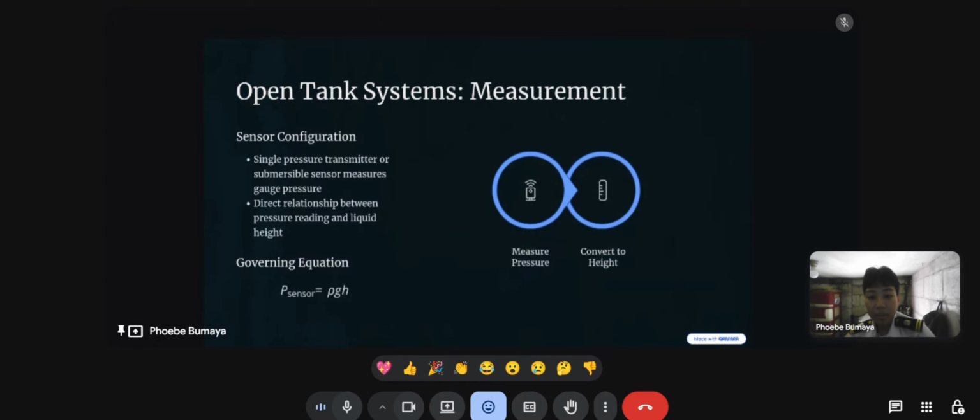For measurement in an open tank, sensor configuration: a single pressure transmitter or submersible sensor measures gauge pressure, giving a direct relationship between pressure reading and liquid height. This is the governing equation: P sensor is equal to density times gravity times height level. Measure pressure and convert to height.